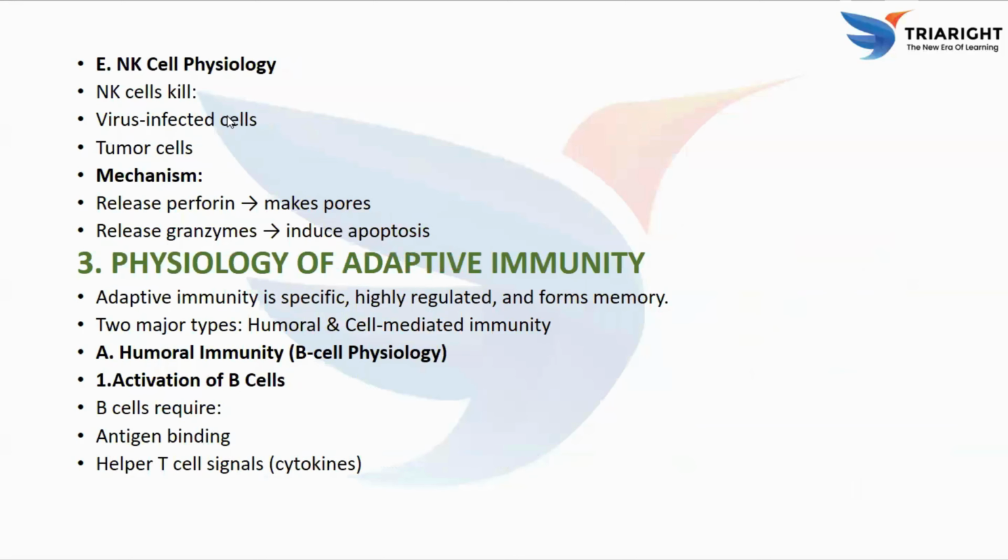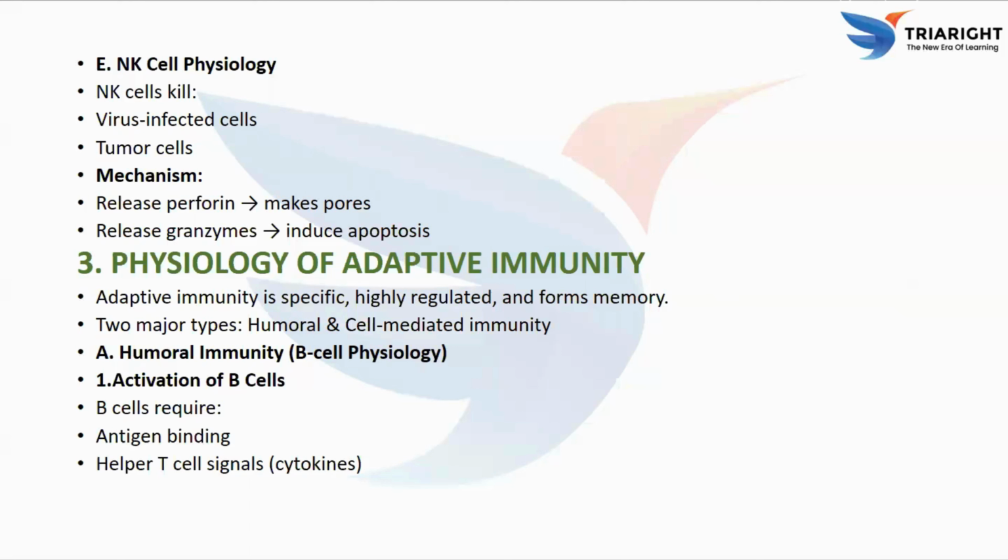So then NK cell physiology. What are NK cells? Natural killer cells. These are a type of innate immune cell that act as the body's rapid response team. They do not require prior exposure to an antigen, unlike T cells. They are especially important in detecting abnormal cells early. So NK cells kill the virus-infected cells.